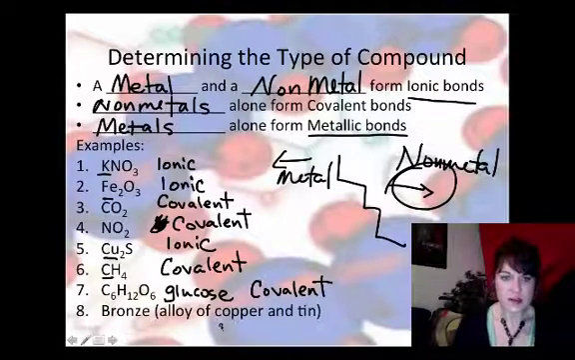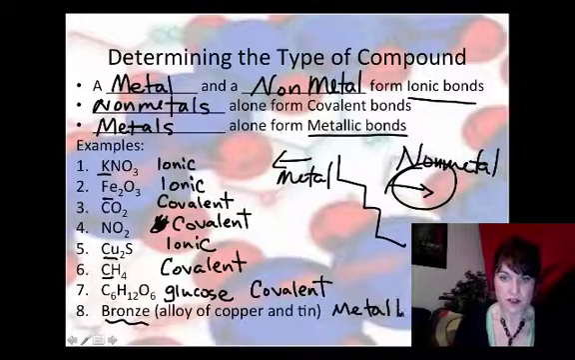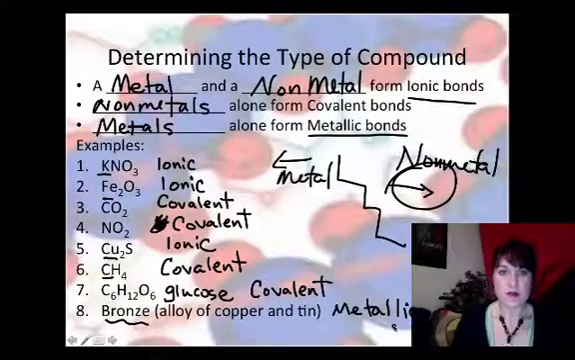And then the last one we've got is bronze. Bronze is an alloy of copper and tin. And since copper and tin are both metals and they are alloyed together, then they are held together by metallic bonds. And that's it. That's all you need to do to decide whether the compound you're looking at is ionic or covalent.